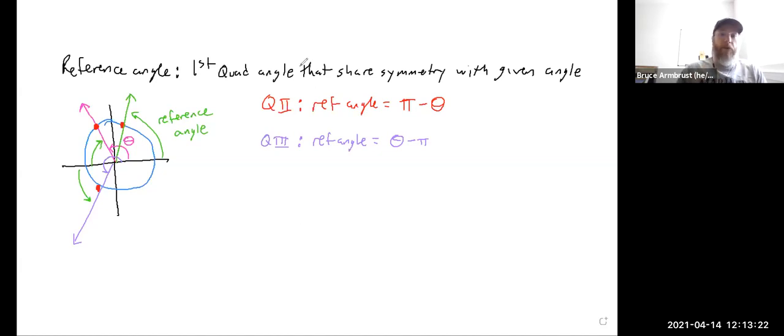Real quick, think about the one that we just did, where we had 7 pi over 6. If I subtract pi from that, this is 6 over 6. So 7 over 6 minus 6 over 6 is 1/6 pi. We didn't actually do that subtraction because we had already seen a pattern of looking at the denominators of those fractions. But this is how you can do it given any angle. If it's in quadrant 3, just subtract pi, and that's your reference angle.